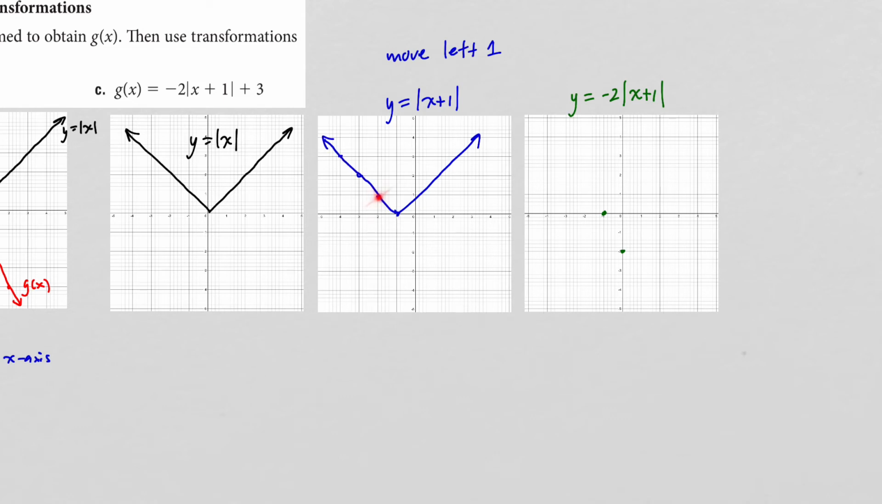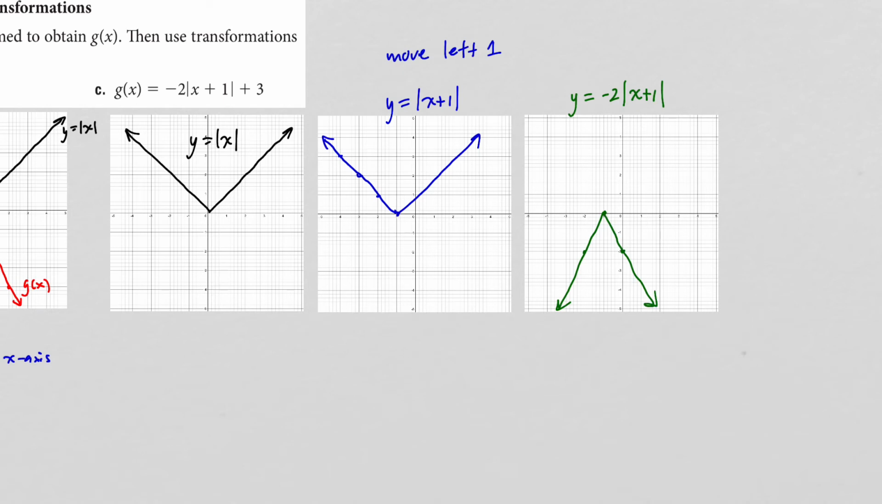So this point right here, which is at x equals -2, y equals +1, again, it gets twice as tall up there at 2, and then it flips over the x-axis down to -2. So that is going to be this point down here. So here is what that graph will look like.